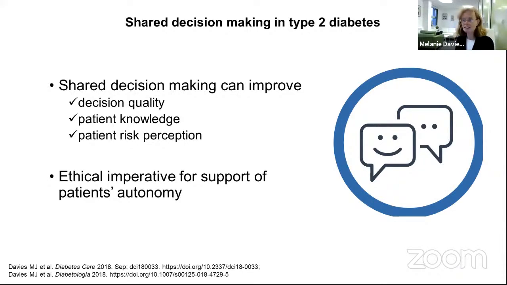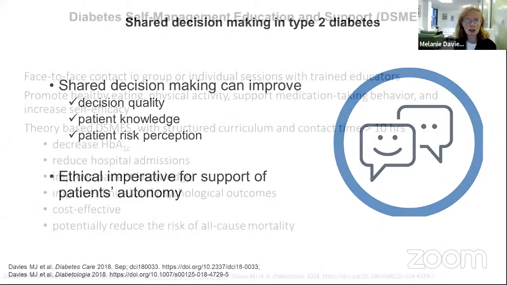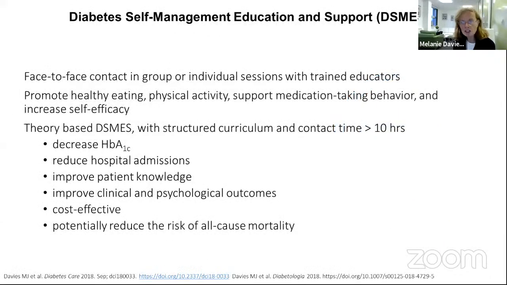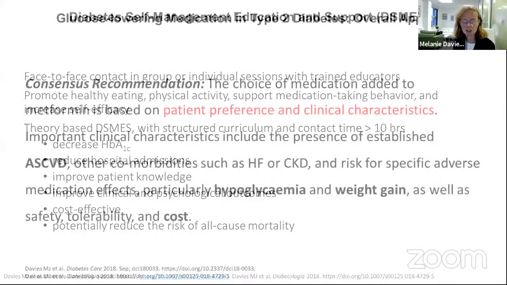And in 2020, it's an ethical imperative that we support patients to be able to manage their condition in a more autonomous way. Patient self-management is really central to all of this. So, for example, in diabetes, there are a number of evidence-based programs now, either delivered individually or in groups, that promote a healthy lifestyle, but also support medication taking behavior, increase self-efficacy, and have as much evidence now as some of the medications in terms of reducing A1C, reducing long-term outcomes, being cost-effective. And there are now a number of systematic reviews and meta-analyses that show that these reduce the risk of all-cause mortality. So this is an important intervention.